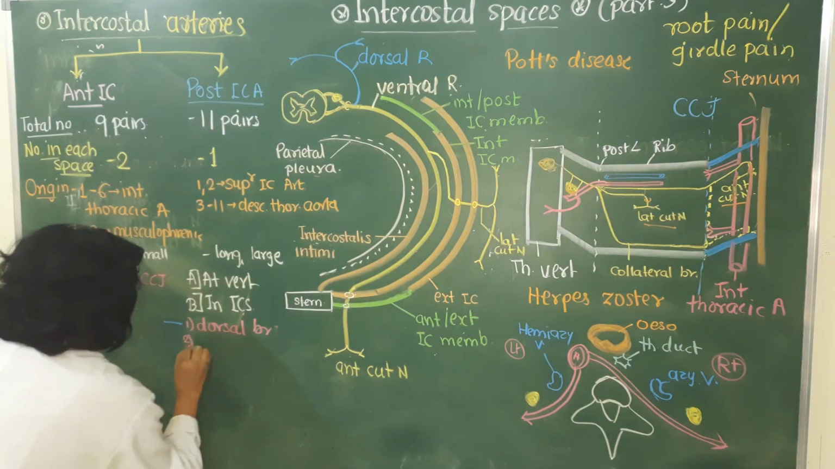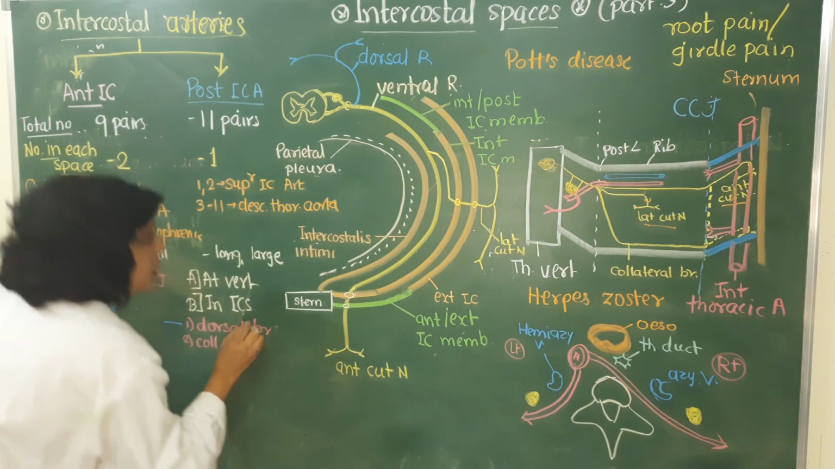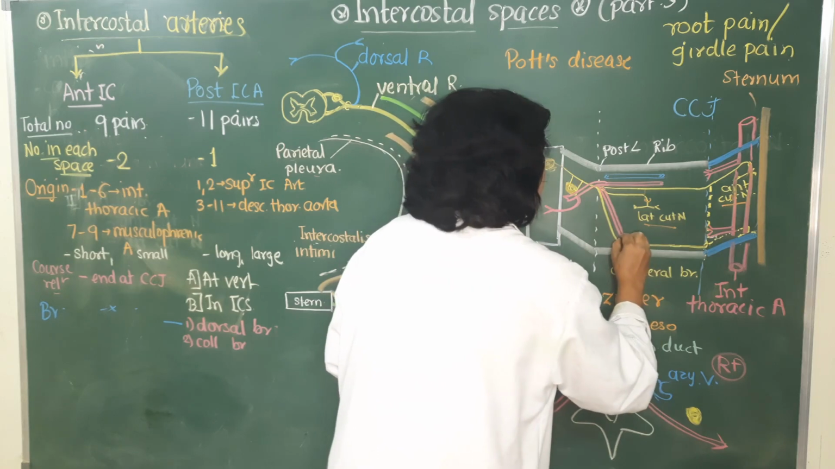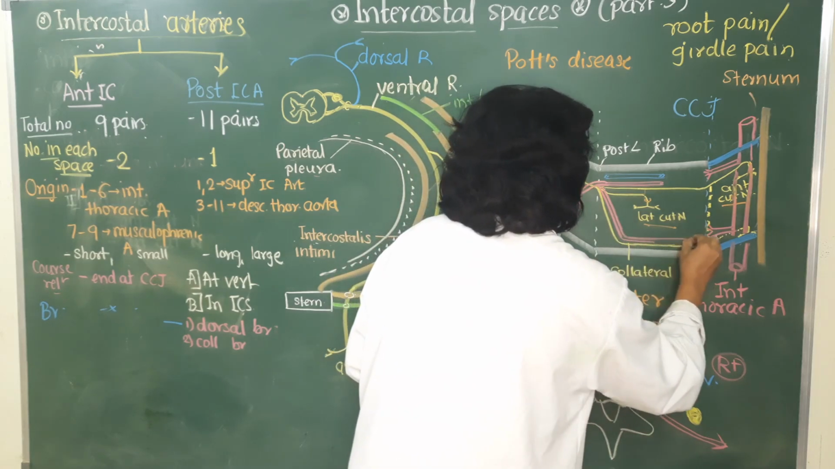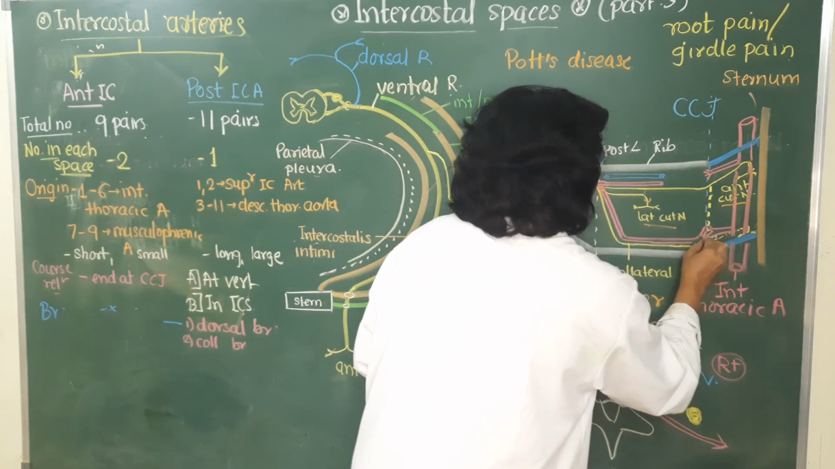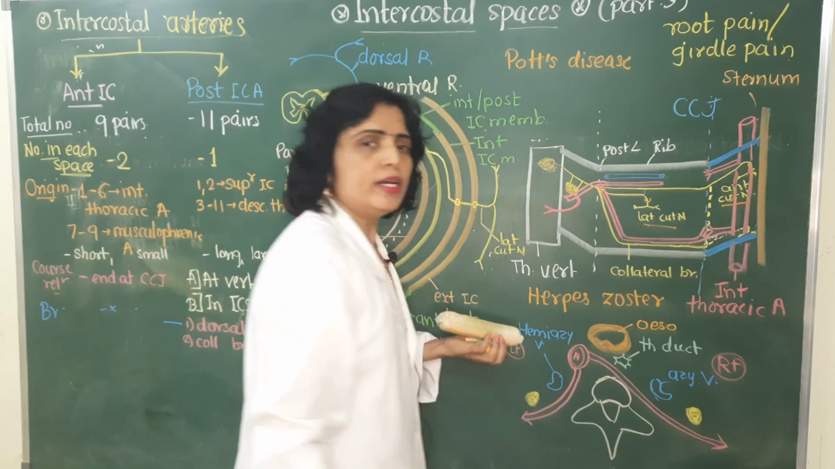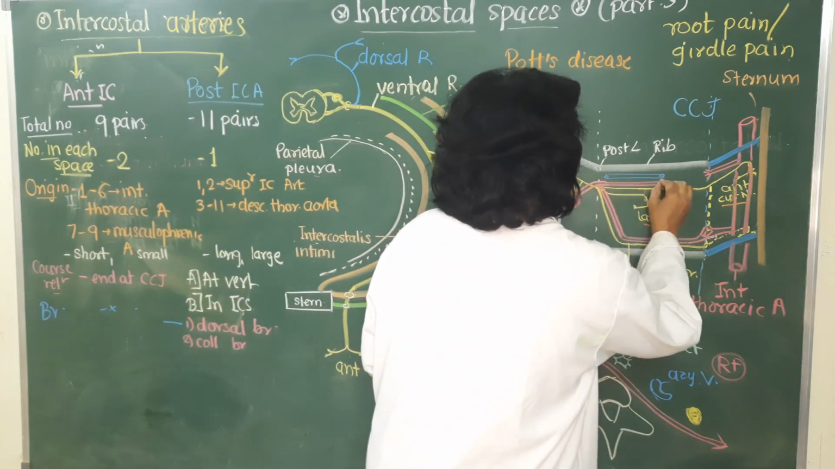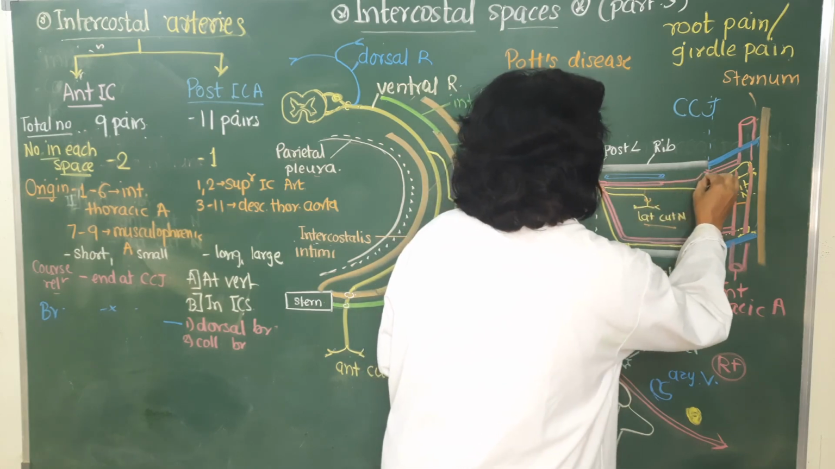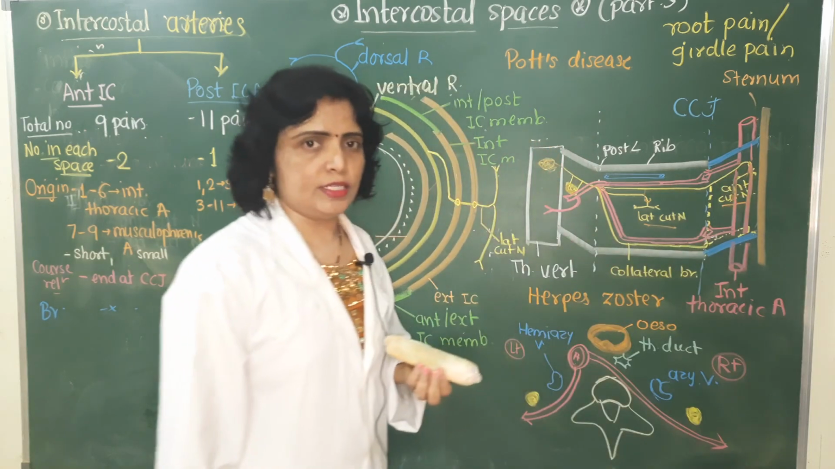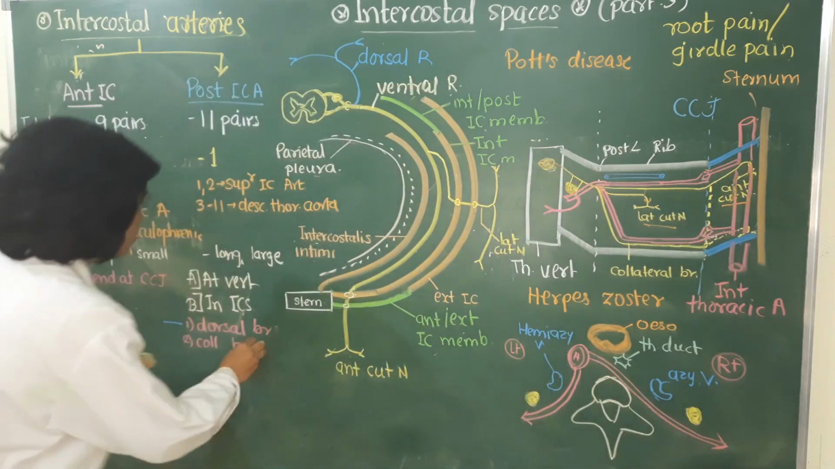Then you get the collateral branch, which accompanies the collateral nerve, and this also arises at the posterior angle of the rib. It accompanies the collateral nerve and runs in the same space along the upper border of the lower rib and ends by anastomosing with the lower anterior intercostal artery. While the posterior intercostal artery continues in the space and ends by anastomosing with the upper anterior intercostal artery. Okay, so that is about the collateral branch.